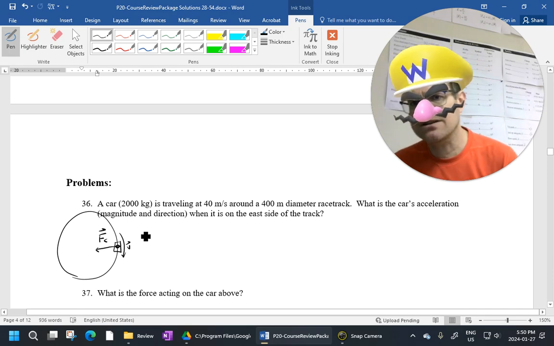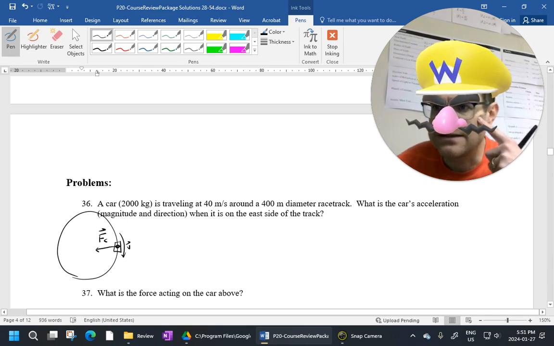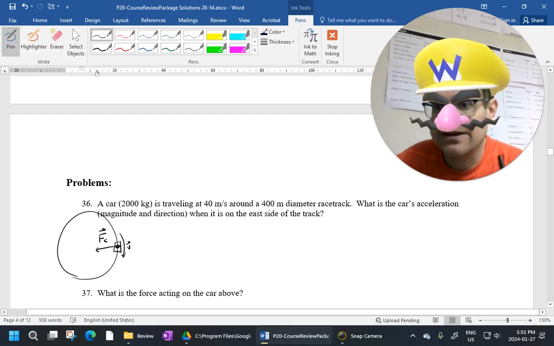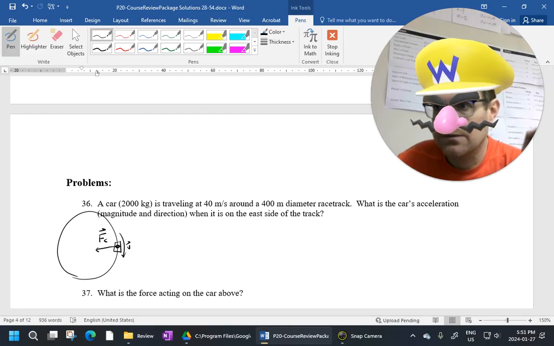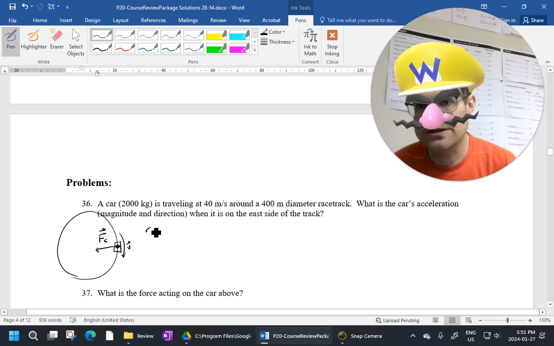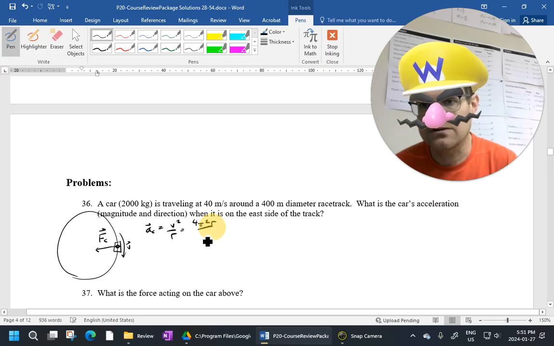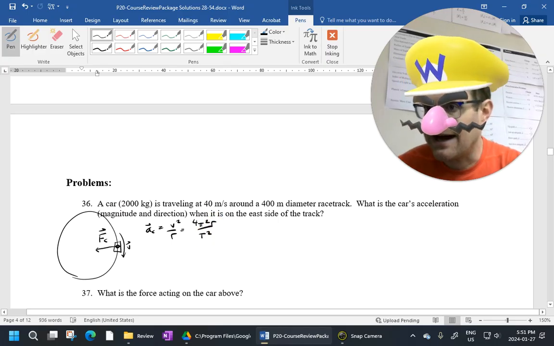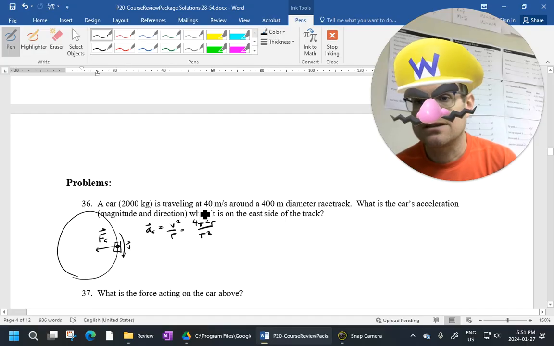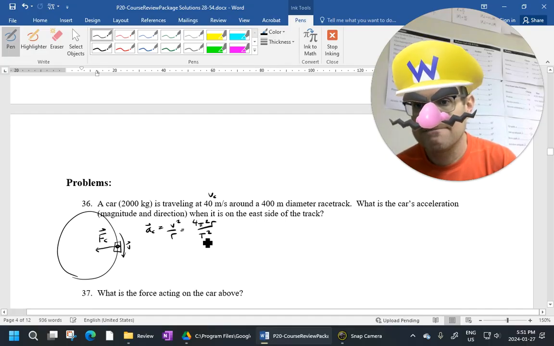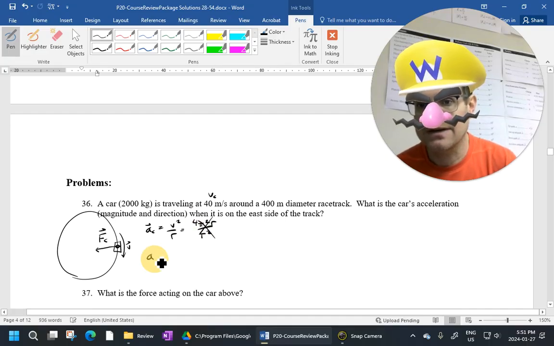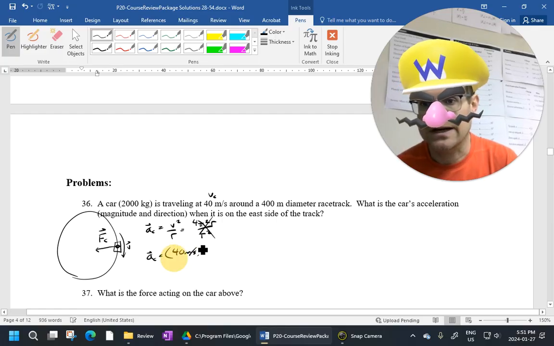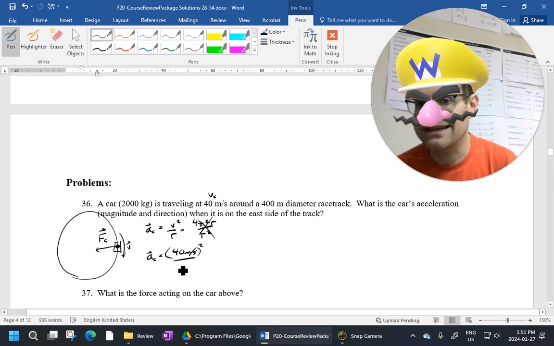Okay, so to find that acceleration, we can find the force, but we don't have enough information to find that force. Or we just use some of the acceleration formulas. We have two choices, right? Remember our AC formulas. We can go v squared over r, or we can go 4 pi squared r over t squared. So depending on what we have, depends on which one we use. Since we have speed, I'm going to cross that one off, right? My AC here is just going to be my speed squared divided by my radius.